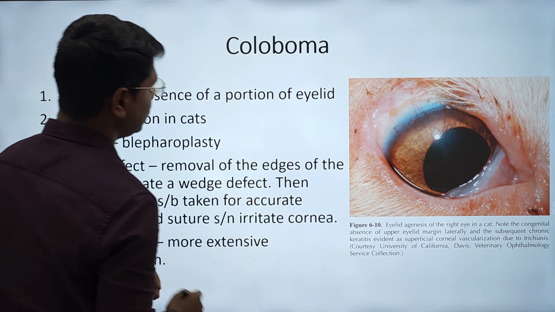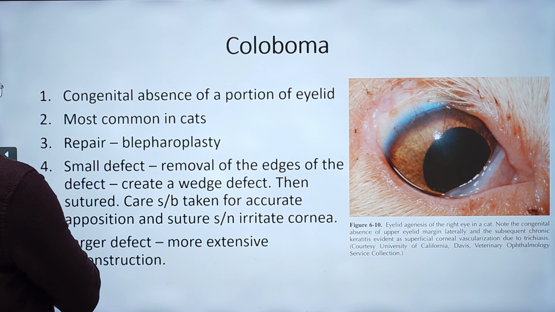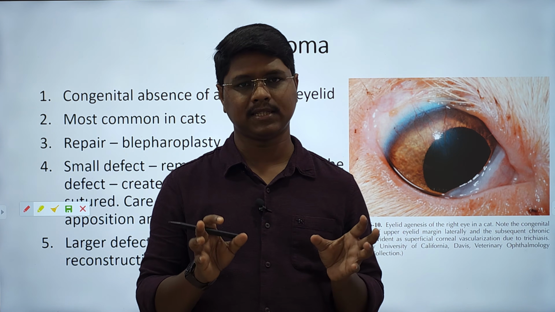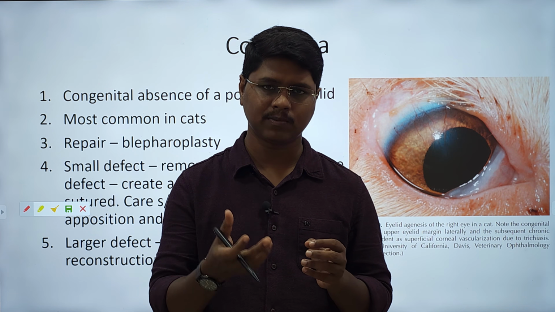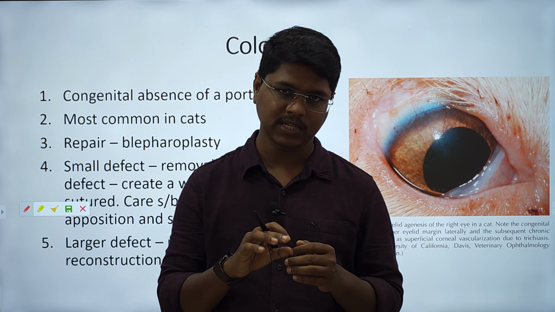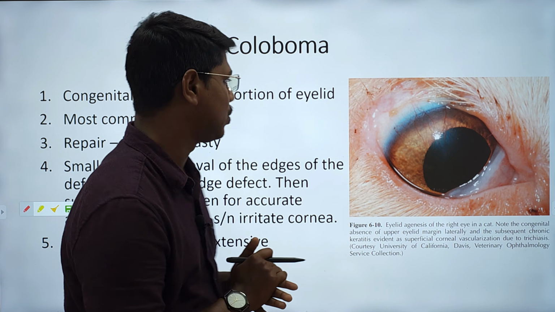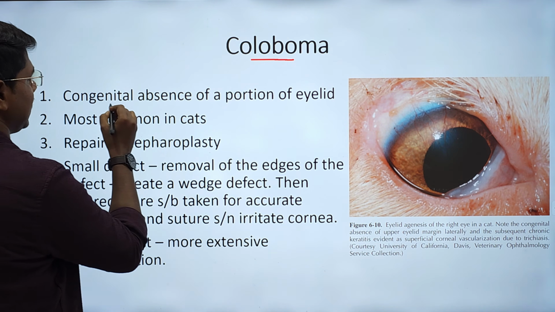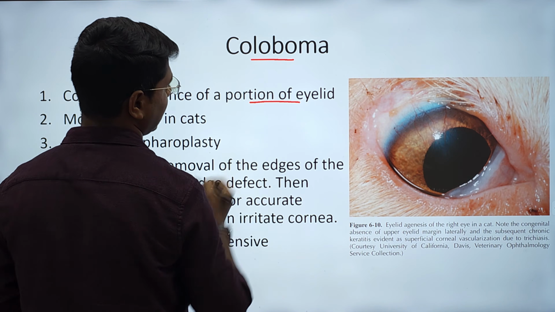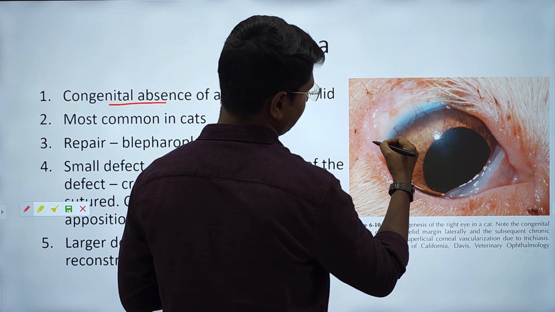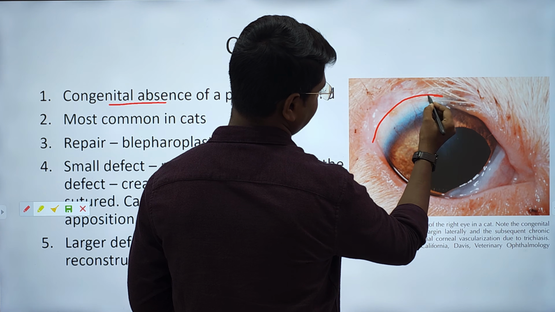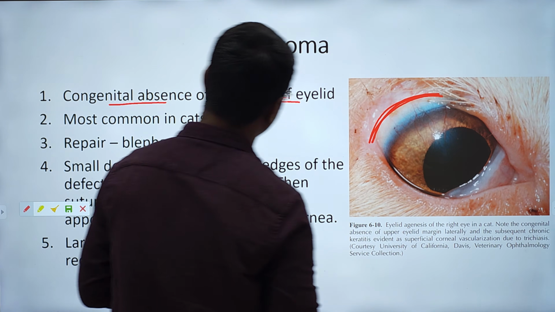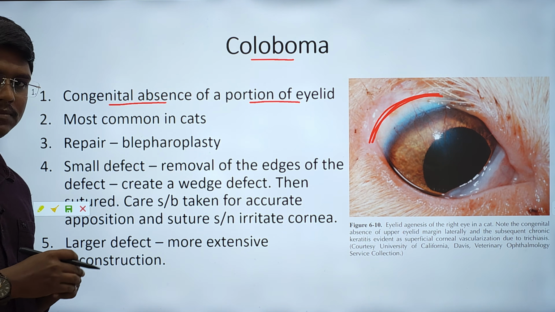So the first one is the coloboma. Coloboma is a generic term. Coloboma means congenital agenesis. Coloboma of eyelid simply means agenesis of the eyelid. Coloboma of iris, congenital agenesis of iris. So coloboma is basically the congenital absence of a portion of the eyelid. You can see in this picture, this particular portion is absent because of congenital reasons. This is congenital agenesis or coloboma of the eyelid.